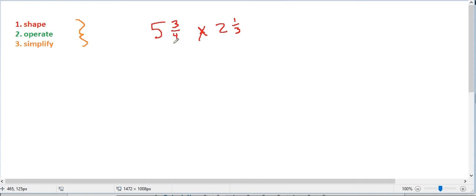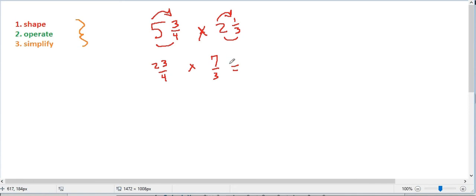We don't like mixed numbers, so I'm going to keep my color coding. We want to shape these so that they're top heavy. 5 times 4 is 20 plus 3 is 23/4, which is the same value as 5 3/4, but shown as all just a numerator and denominator. And this one comes to 7/3, right? 7 over 3.